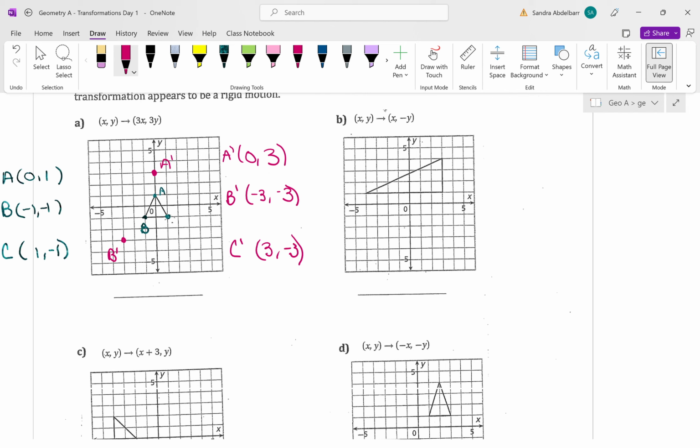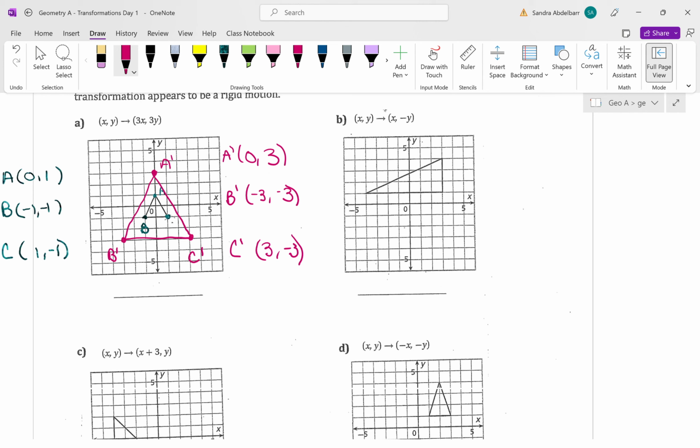What does the rule tell us, guys? The rule tells us to multiply the x coordinate by 3, multiply the y coordinate by 3. So our C is 1, -1. So 1 times 3 is 3. -1 times 3 is -3. Everybody okay with how to read these transformations? Okay. So then we're 1, 2, 3, 1, 2, 3. There's our C prime.